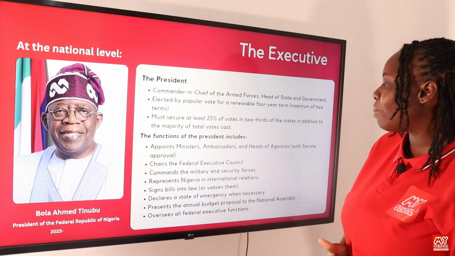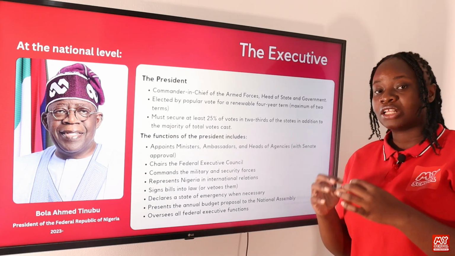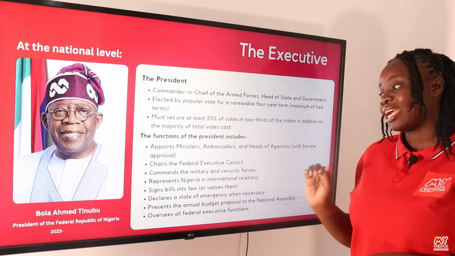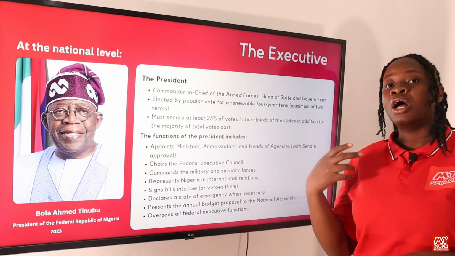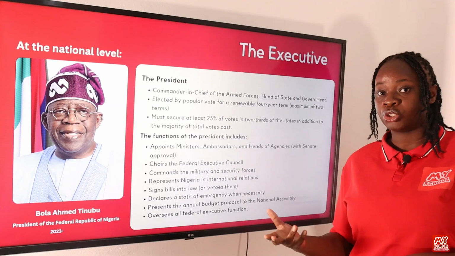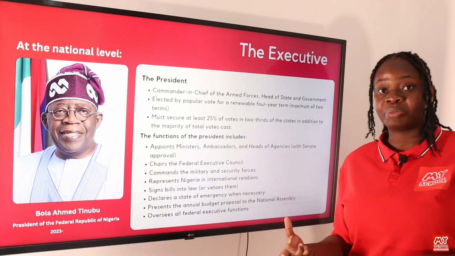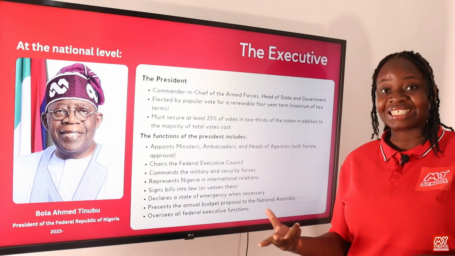He also commands the military and security forces to help defend against external aggression and to help maintain law and order within the country. He also represents Nigeria in international relations. So when it comes to foreign policies, when it comes to meetings with other leaders from other nations of the world, he has the responsibility to represent the country adequately. So this is one of his functions as head of state.